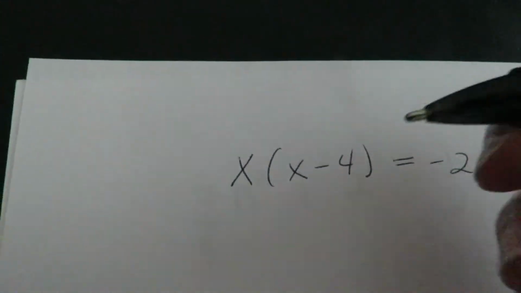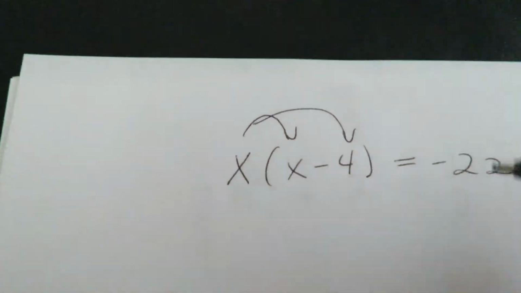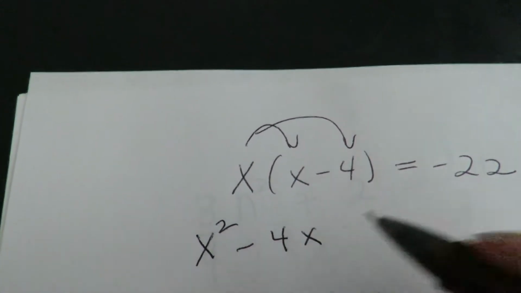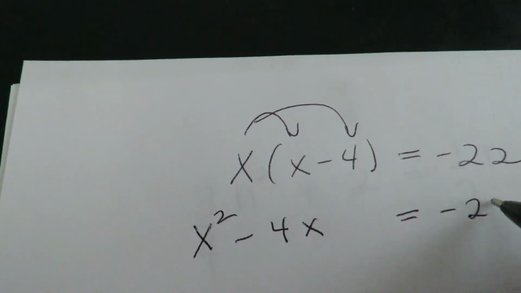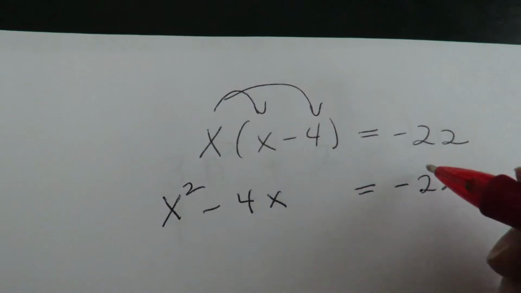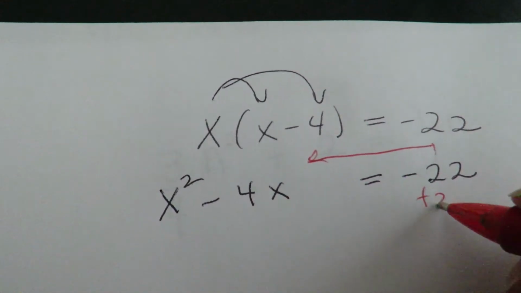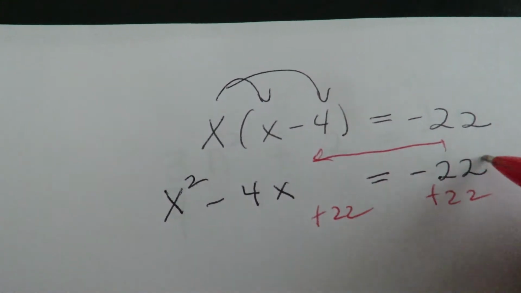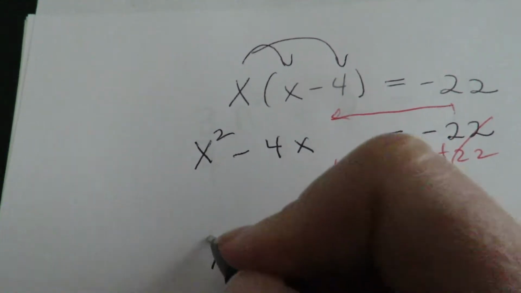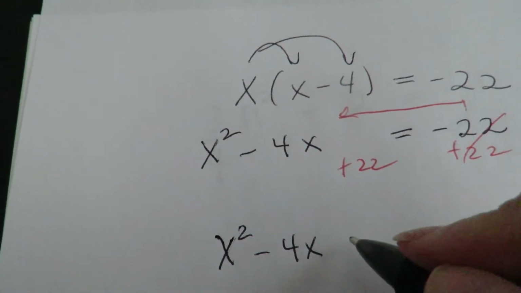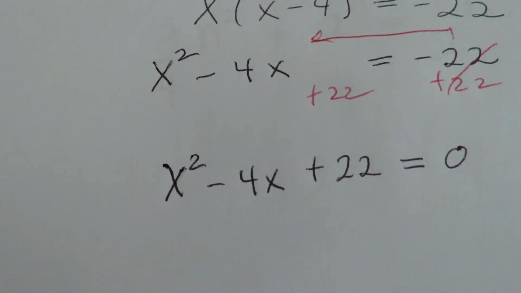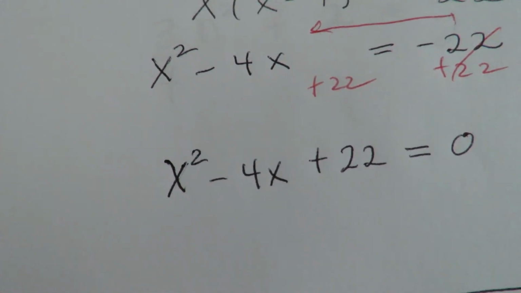For me to use the quadratic formula, I then have to simplify this. So I'm going to go ahead and work on that. I'm going to distribute the x. And then I have to have this set equal to 0, so I have to move the 22 to the other side. Now this is in the correct format to do the quadratic formula.